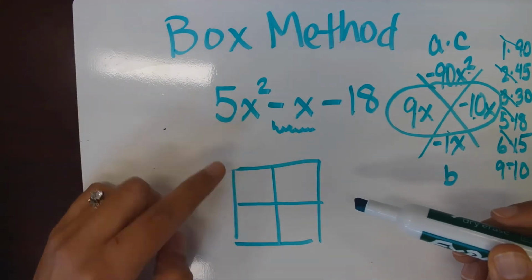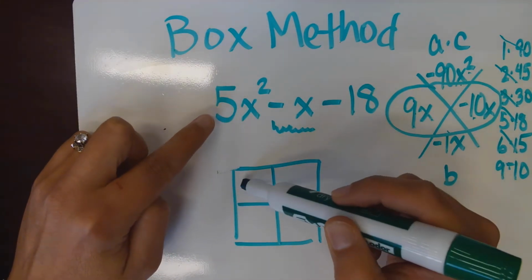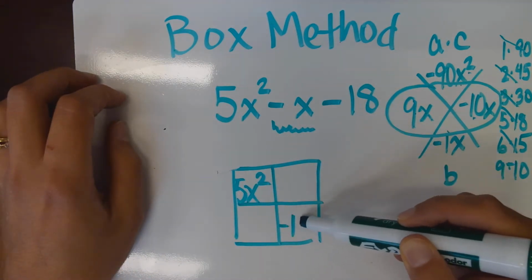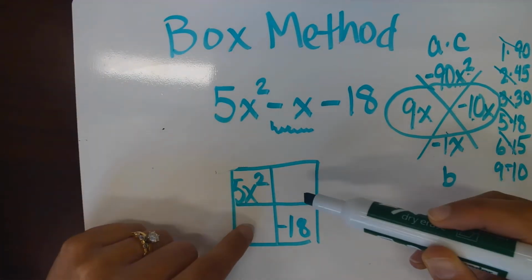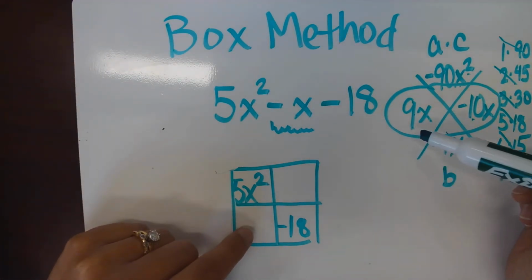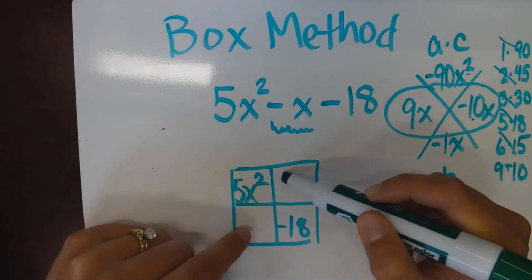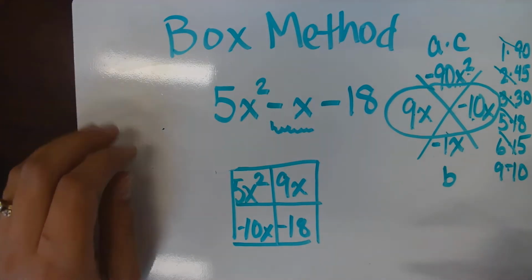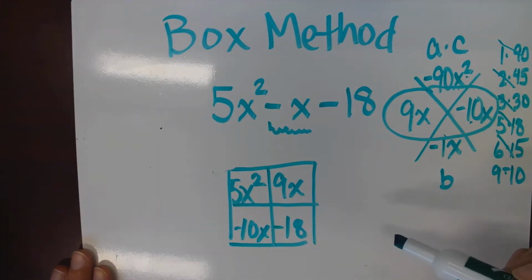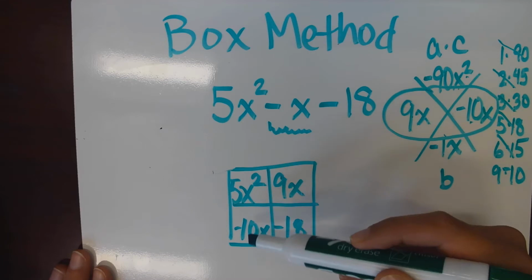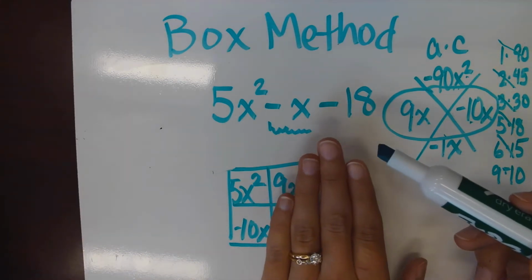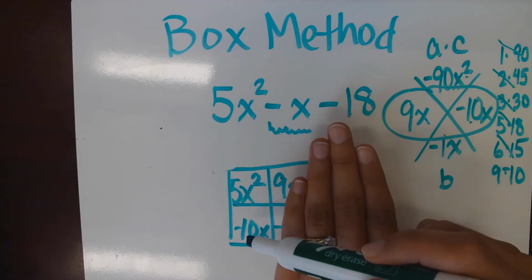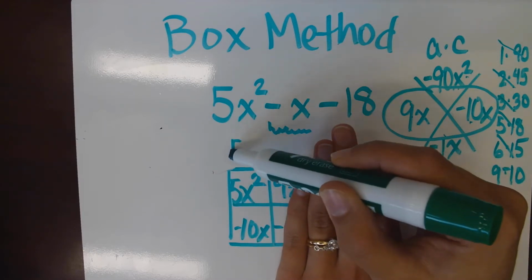Okay, in the top left corner you always put the first term, so I'm going to put 5x squared. Bottom right you put negative 18. And then for these two squares, instead of this negative x, we have these two new numbers. So I'll have 9x and negative 10x. Okay, so using the box method, we're trying to find the GCF in each row and column. So if I look in this first column, my GCF between 5 and negative 10 would be 5. 5 can divide into both of these.